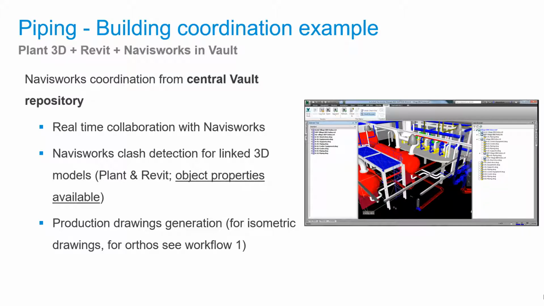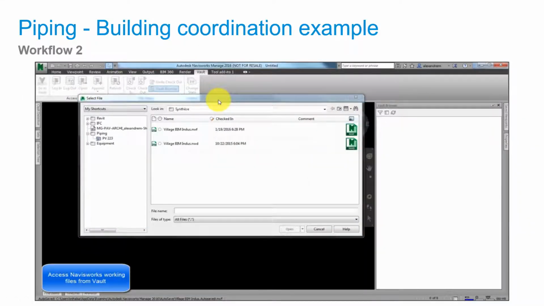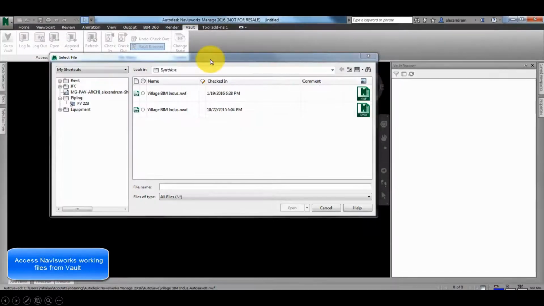And we'll perform production drawing generation for isometric drawings. For the layout drawings, we have already described that in workflow number 1. So let's take a look at this short video.